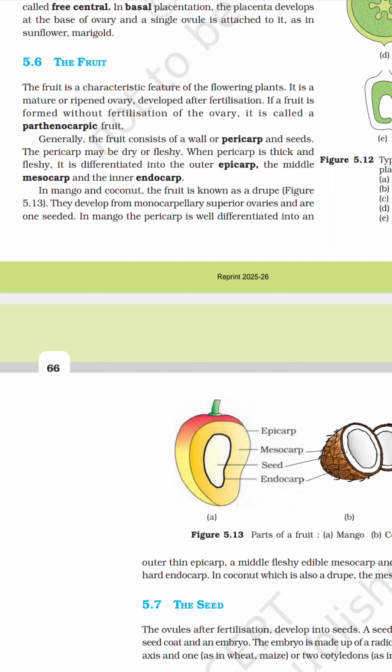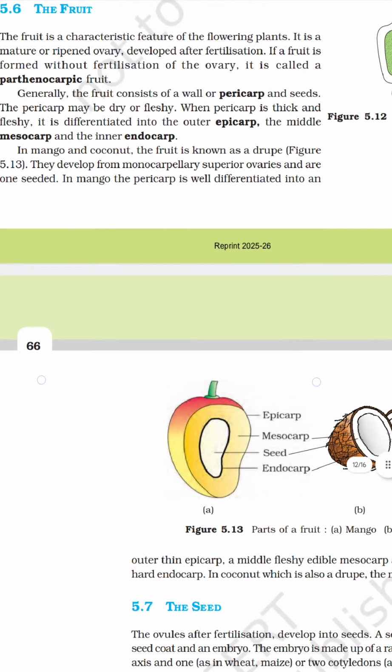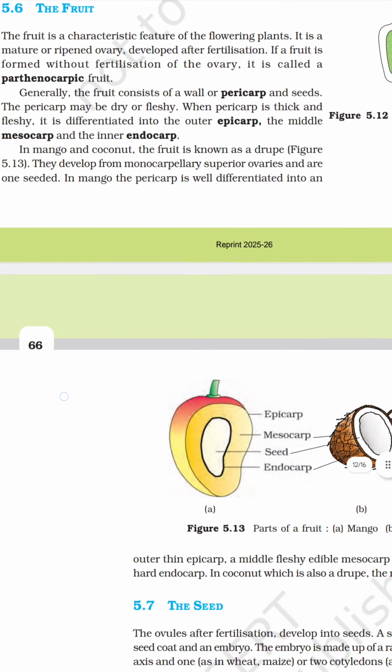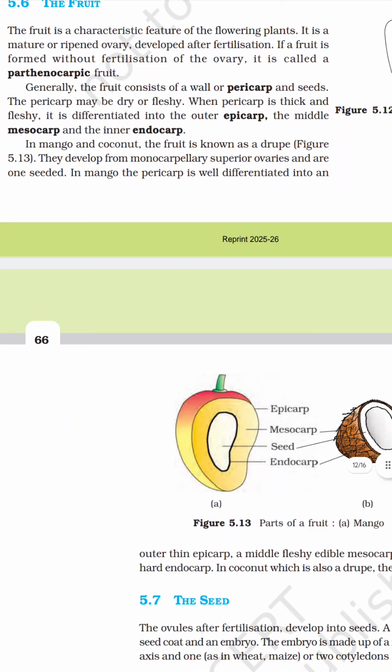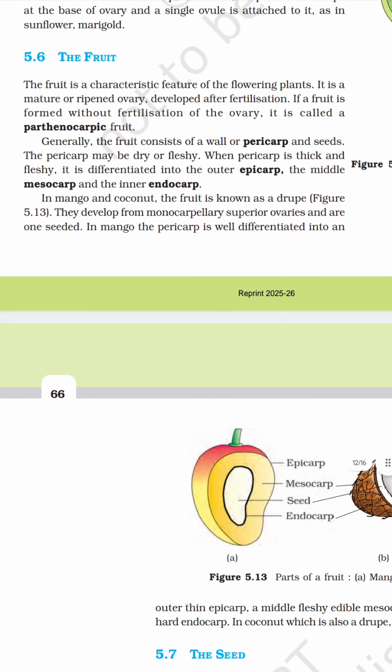So it is a mature, ripened ovary developed after fertilization. When it is formed without fertilization, the fruit is known as a parthenocarpic fruit. Generally, the fruit consists of the pericarp, which has epicarp, mesocarp and endocarp. Pericarp may be dry or fleshy.